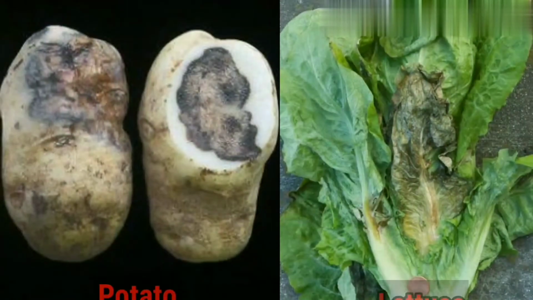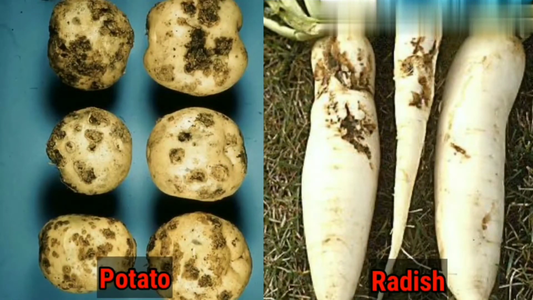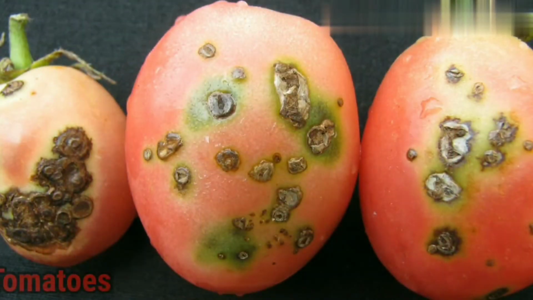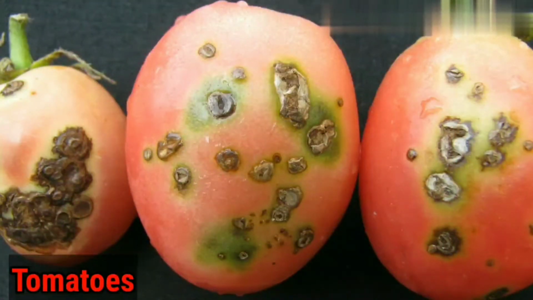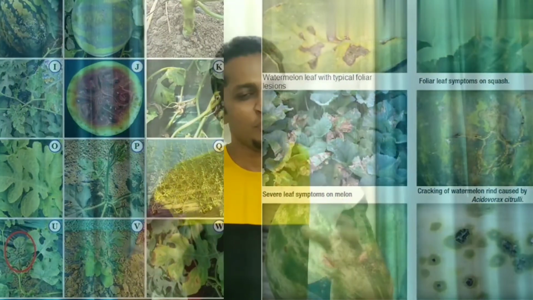bacteria like Pectobacterium carotovorum, a soft rot which is caused in potato and lettuce, a bacteria called Streptomyces scabies which causes common scab in potato and radish, and Xanthomonas campestris, a bacterial spot disease which is found in tomatoes. The phages can be used to attack and reduce the infections caused by these bacteria. So those would be the advantages of the bacteriophages.